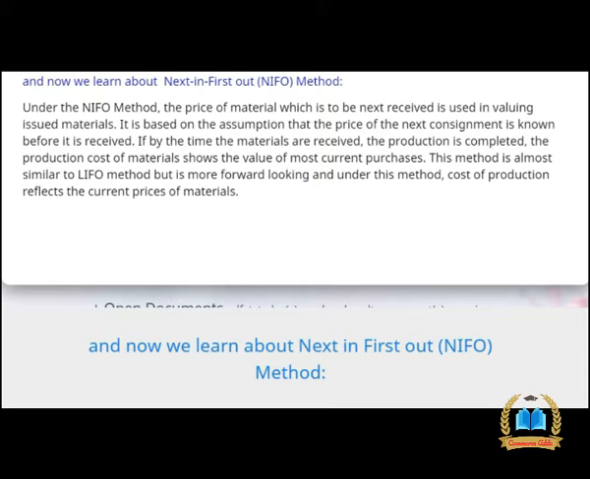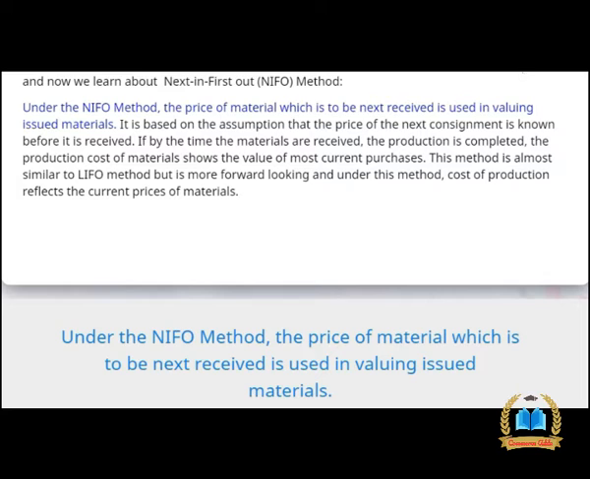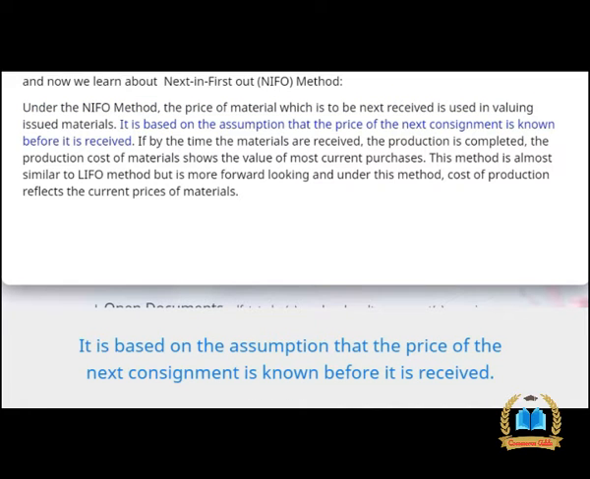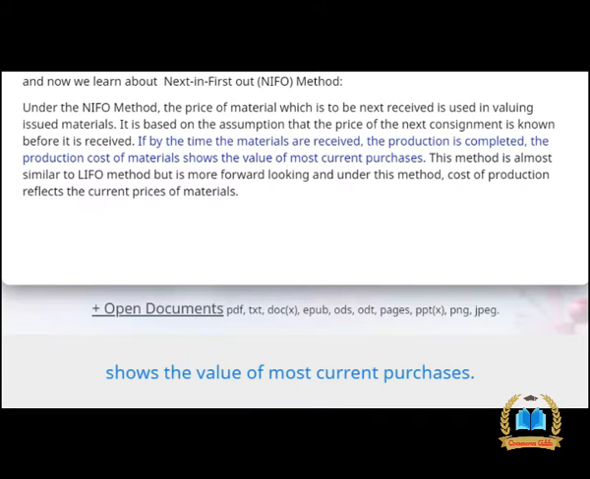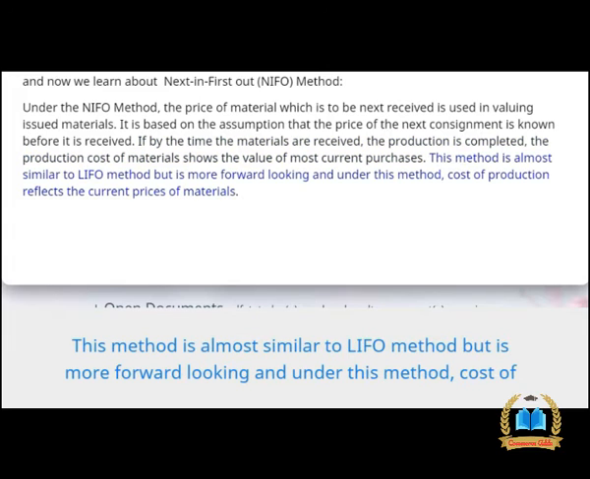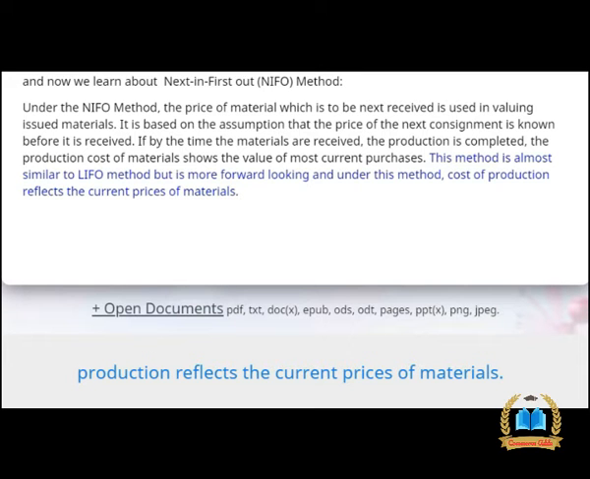And now we learn about next in first out, NIFO, method. Under the NIFO method, the price of material which is to be next received is used in valuing issued materials. It is based on the assumption that the price of the next consignment is known before it is received. If by the time the materials are received, the production is completed, the production cost of materials shows the value of most current purchases. This method is almost similar to LIFO method but is more forward-looking, and under this method, cost of production reflects the current prices of materials.